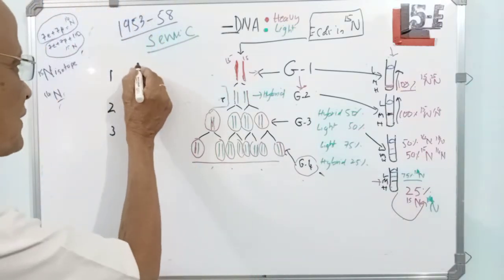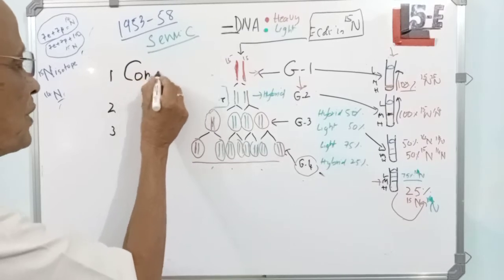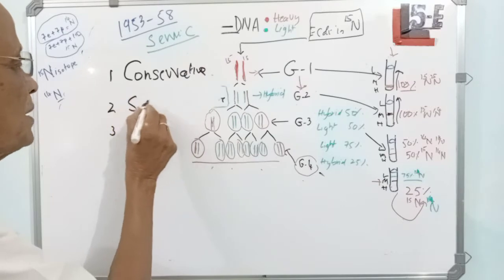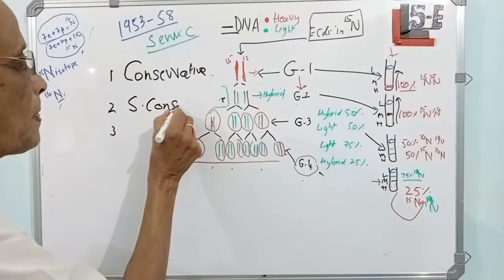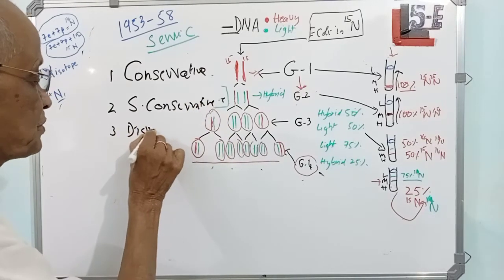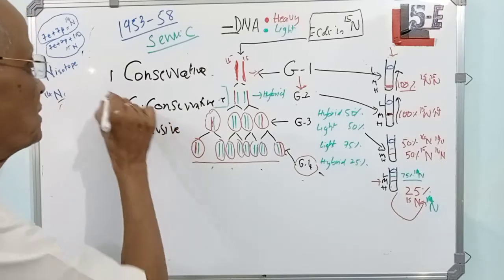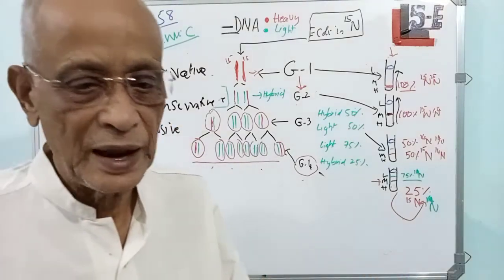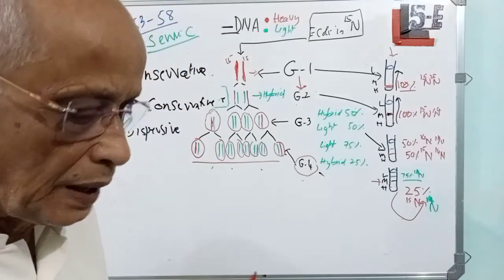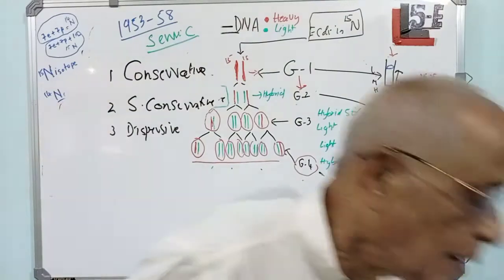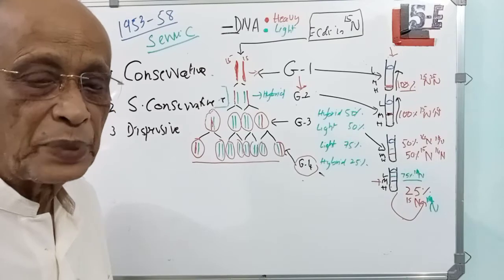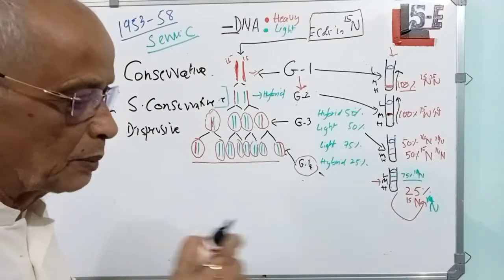So three postulates were there. One is called the conservative type. Second is called semi-conservative type. And the third one is called dispersive. So these were the three important ideas that were prevalent at the time. Many scientists were trying to find out which is the correct one, but I think in any science experiments, luck and selection of material plays a very important role in coming out with the result.